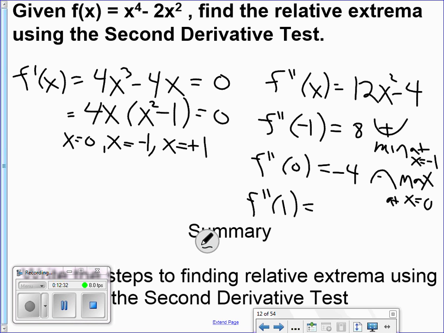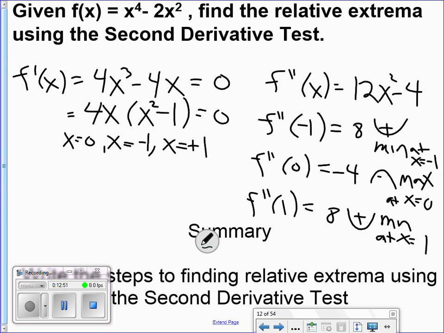We plug 1 in, what do we get? 8. That's positive. I mean, we don't even... And if it's positive, it's concave up. So we got a min at x equals 1. Yeah, right? It's my favorite way to get the extrema.